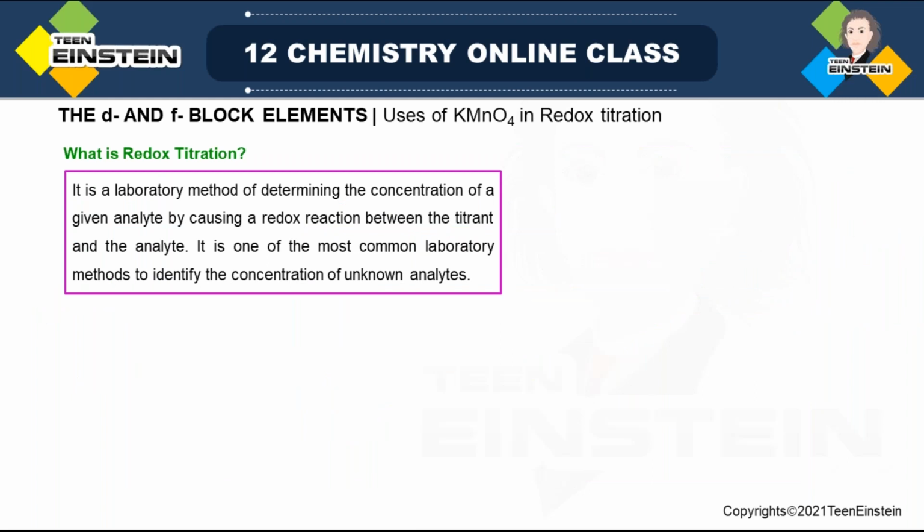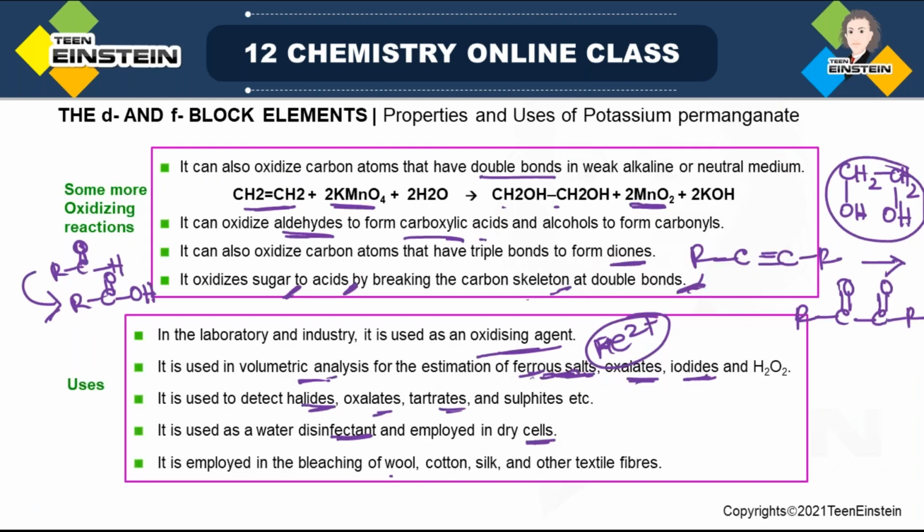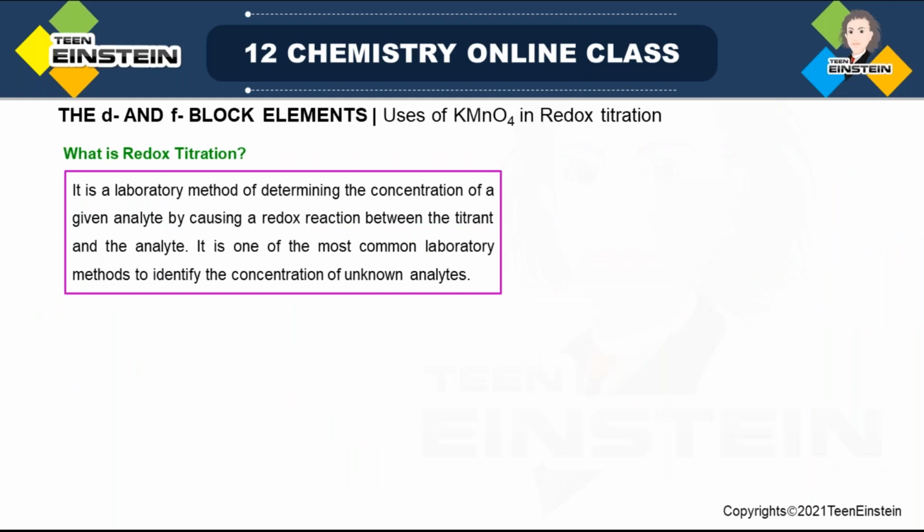Now we will see how we can use KMnO4 in redox titration, and this is basically the second point in the application box. I'm talking about this volumetric analysis. Here we have mentioned that we can use it for estimation of ferrous salt. Basically, all these involve some redox titration, and that point we are going to discuss. But before starting, we have to understand what redox titration is.